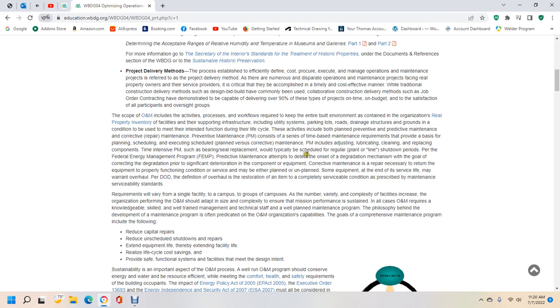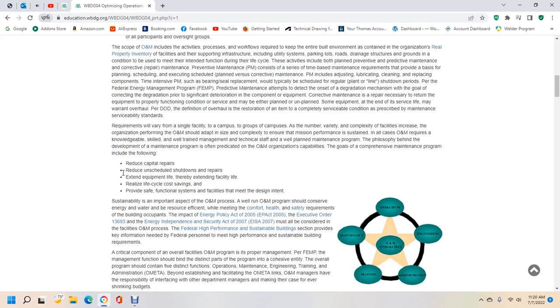Predictive maintenance attempts to detect on-site degradation mechanisms, with the goal of correcting degradation prior to significant deterioration of components of the equipment. Corrective maintenance is necessary to return equipment to properly functioning conditions. Services may be either planned or unplanned. Some equipment at the end of its service life may warrant overhaul. Per DoD, the definition of overhaul is restoration of an item completely to service conditions prescribed by the maintenance serviceability standards.